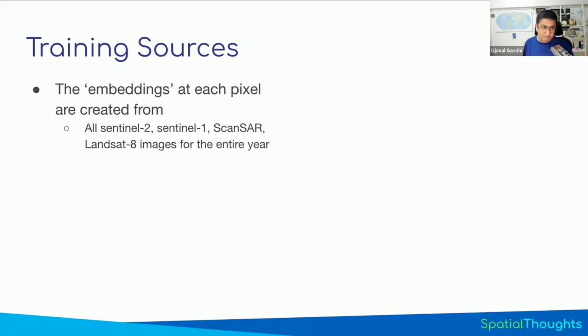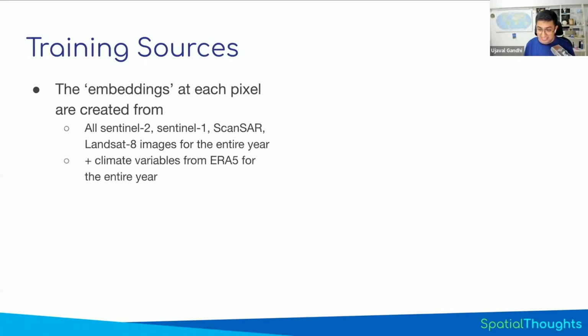Each pixel is created from a variety of sources. The model has learned from all of the Sentinel-2 images for a year, all of the Sentinel-1 images for a year, all of the ScanSAR and Landsat-8 images for a year. So imagine you take all the images, and this is the input that was given to the model for generating embeddings for 1 year.